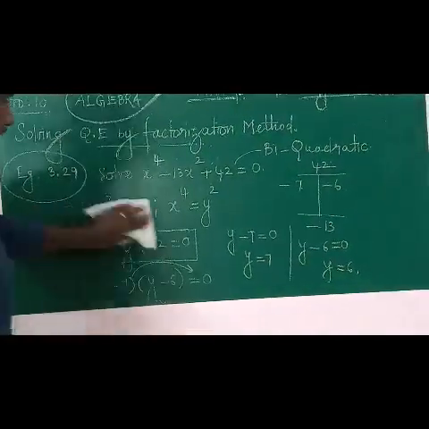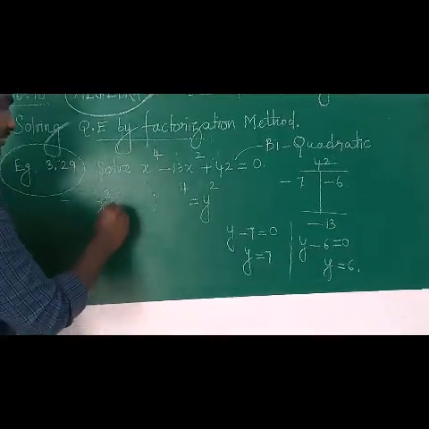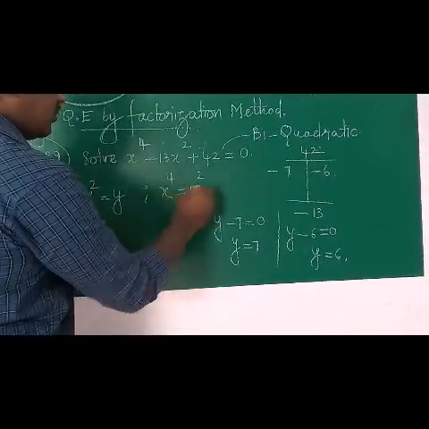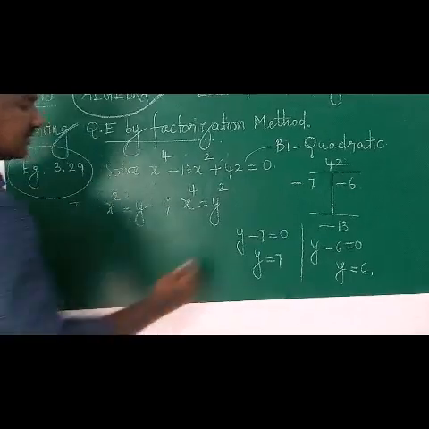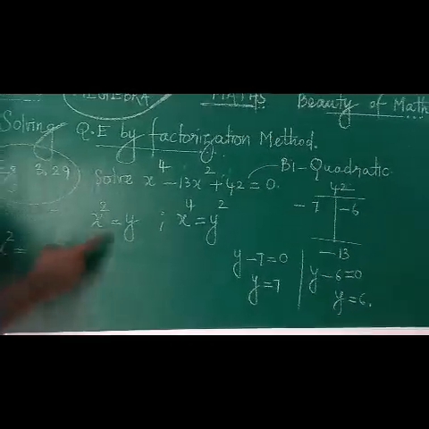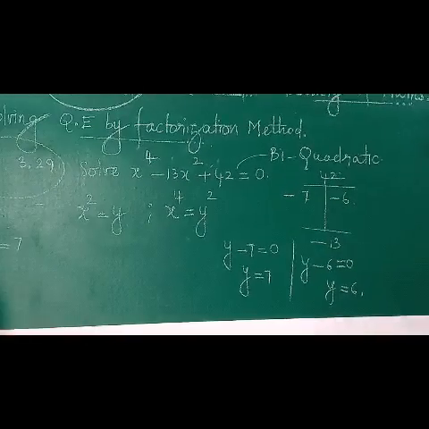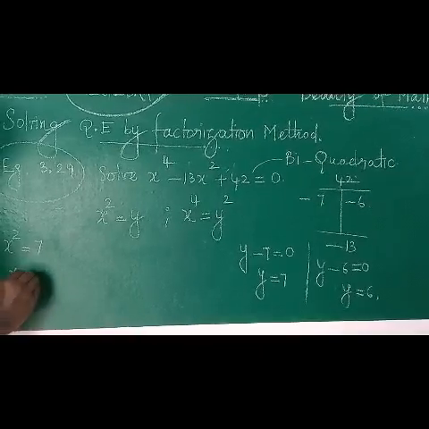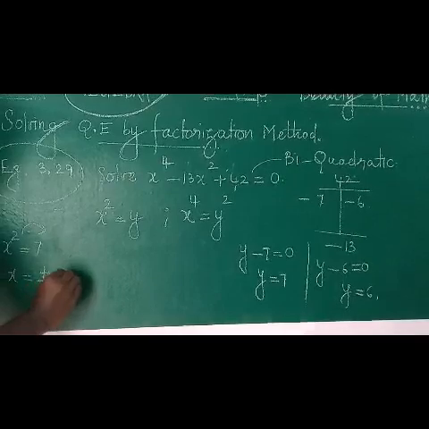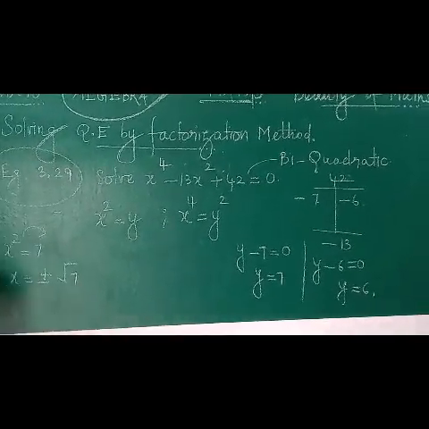We know that we take x square is equal to y and x power 4 is equal to y square, right? So y is equal to 7. So x square is equal to, what is the value of y? If you take y value is equal to 7. Okay, so x is equal to, this square becomes square root. So plus or minus square root of 7. So one of the values is plus root 7, another one is minus root 7.